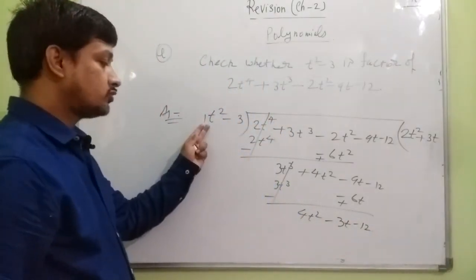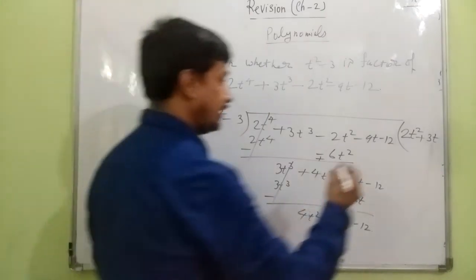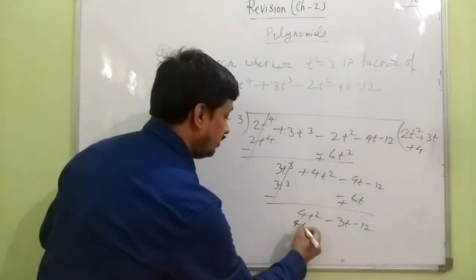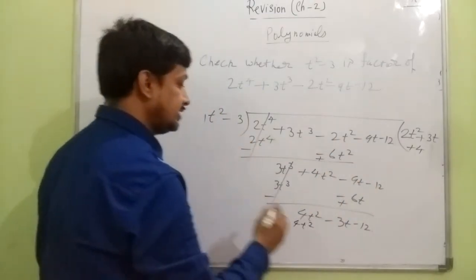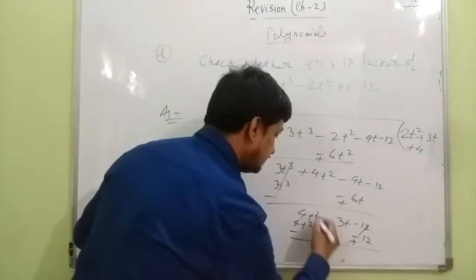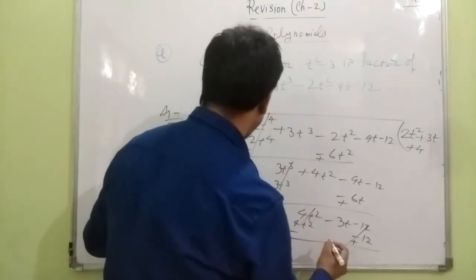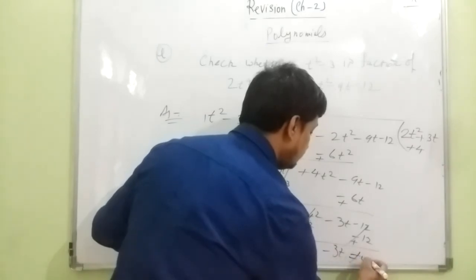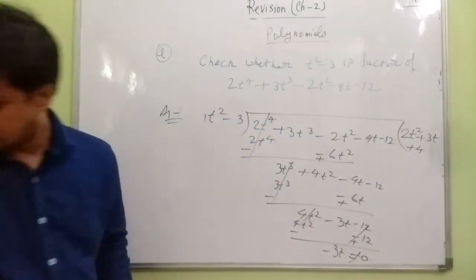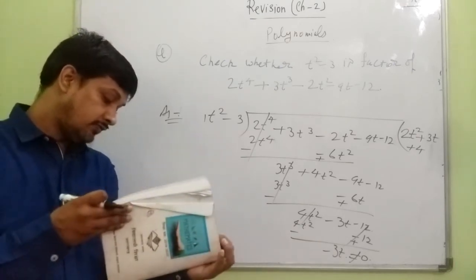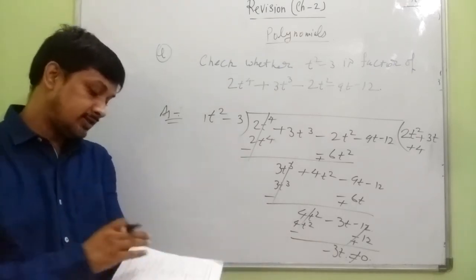Now you have to make t square into 4t square. So by which number do you have to multiply? By 4. So multiply 4t square minus 12. So again change the sign. These terms will be cancelled and we are left with minus 3. So it is not 0. The remainder is not 0. So it is not a factor of the given polynomial. So let us check.